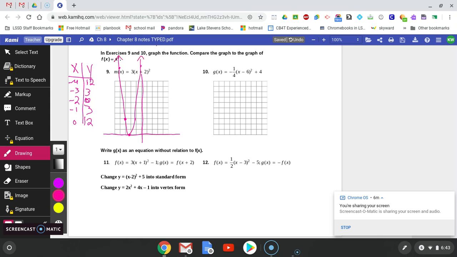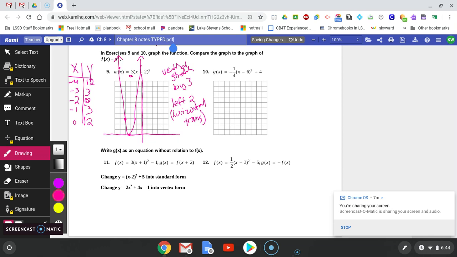And there's my graph. So if I'm comparing it to my parent function, well, I know that the 3 out in front makes it a vertical stretch by a factor of 3. I know the plus 2 shifts the whole thing to the left 2, so that would be your horizontal translation.